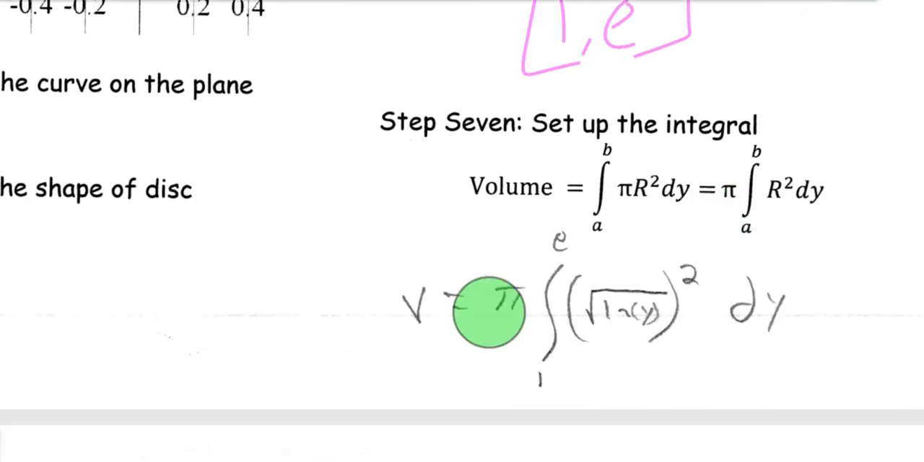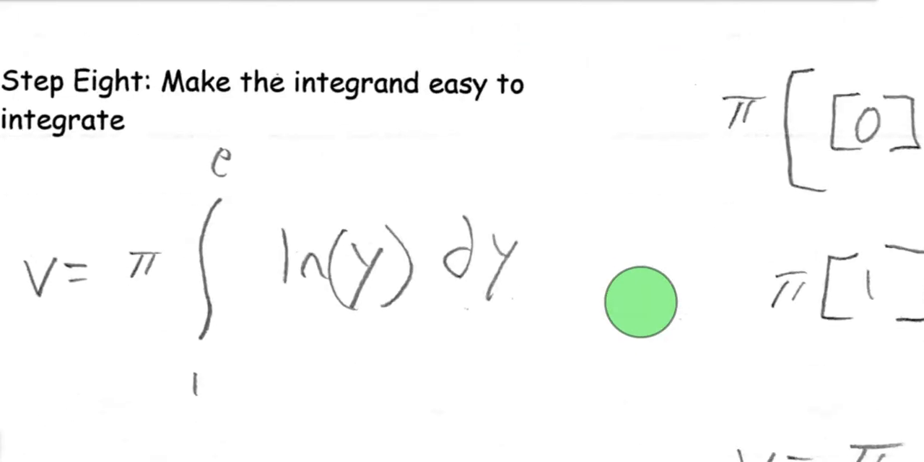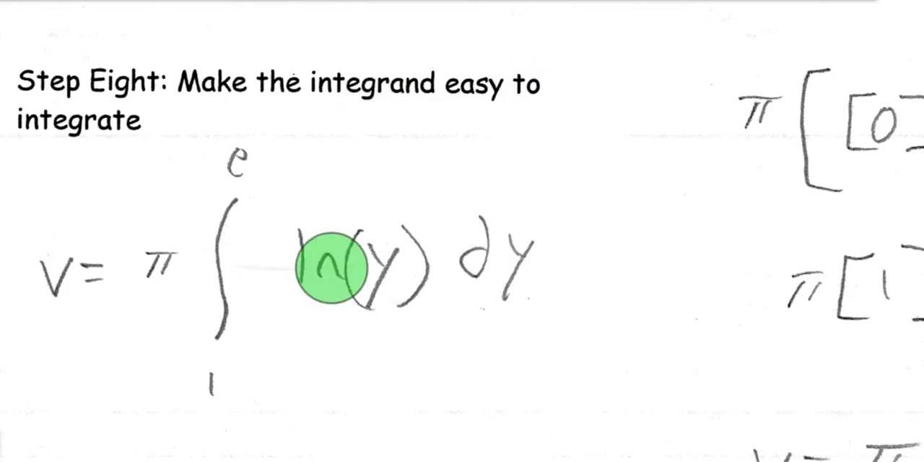Again, you can just pull the pi out of your disk or your circle area formula, considering it won't matter. Just take the integral and multiply by pi at the end. Now it's going to be a radius squared. So again, fortunately, we'll just be squaring that square root, and it will become easy to integrate. So it leads us to step 8, to make the integrand easy to integrate. The square root and the square will cancel, and you'll just be integrating natural log of y from 1 to e, multiplying by pi at the end.